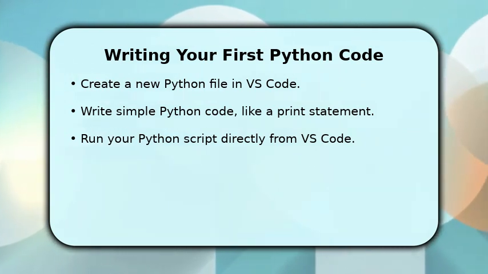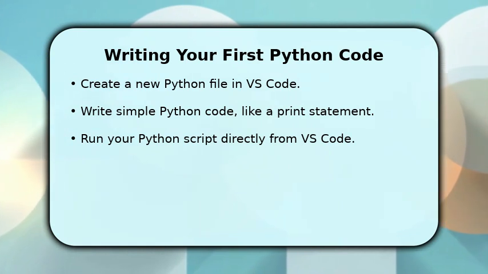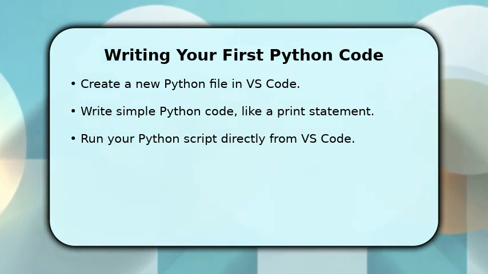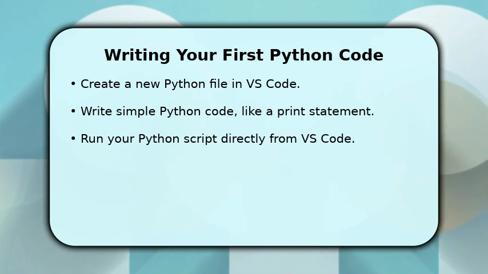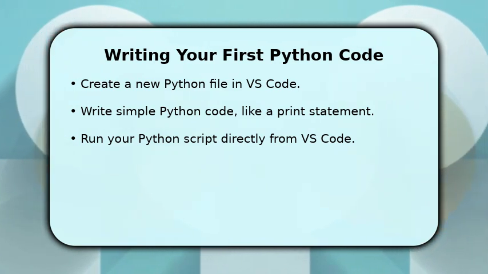To run your script, click the Run Python File in Terminal button in the top right corner, or right-click in the editor and select the same option. You'll see your output in the integrated terminal.